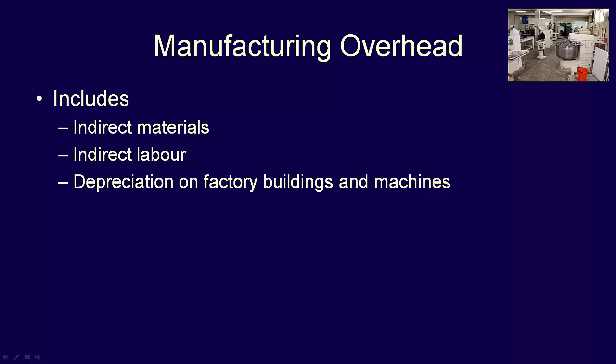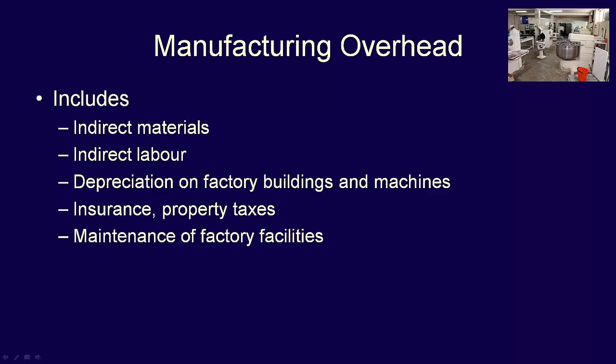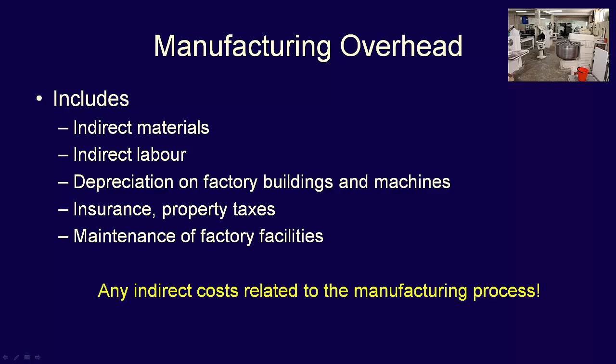Depreciation on the factory building and machines. Insurance on the factory and property taxes incurred on the factory. The cost of maintenance for the factory facilities. If the cost is manufacturing related, but it cannot be classified as a direct material or a direct labor, it should be considered manufacturing overhead.